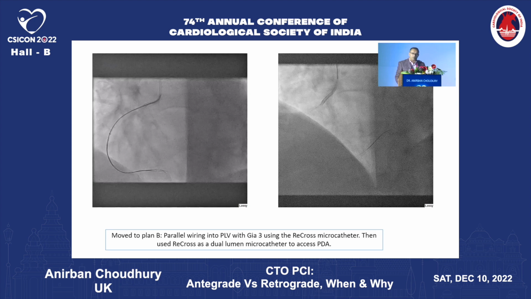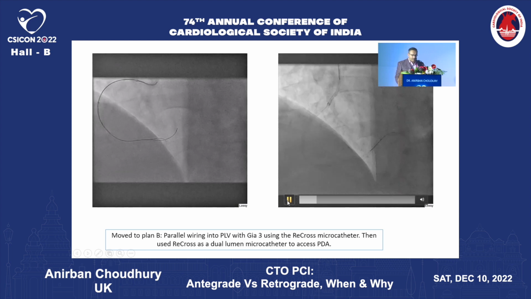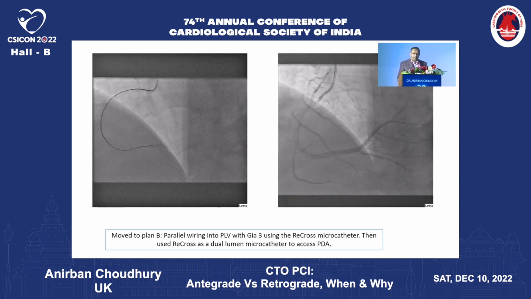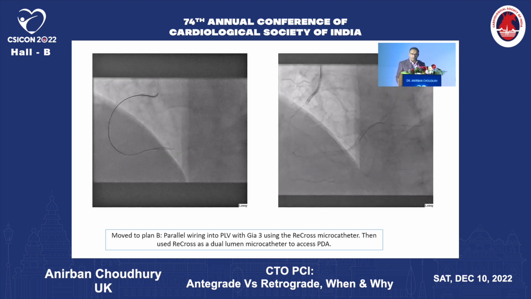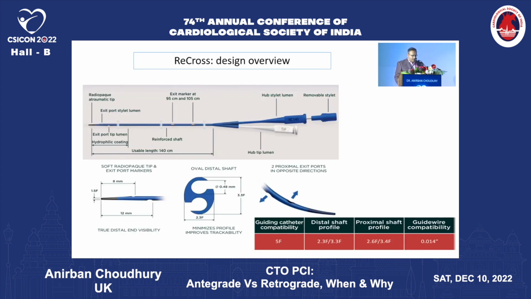You take a Gaia 3 wire, which is slightly stiffer than the first wire. That's what we usually do for parallel wires, and the wire finds its way into the PLV. Then at the end, we use the Recross again as a dual lumen microcatheter to re-access the PDA to make sure we have patency in both the side branches. So this answers some of the questions.